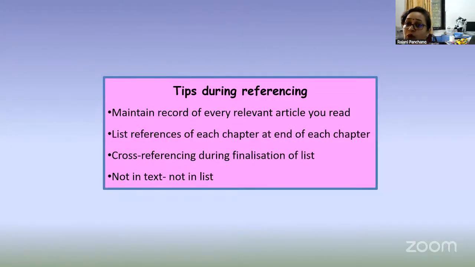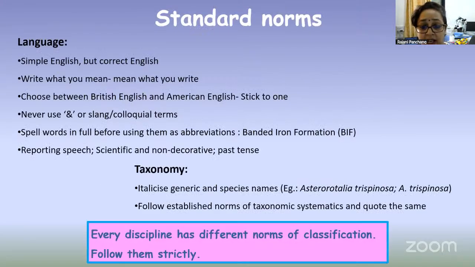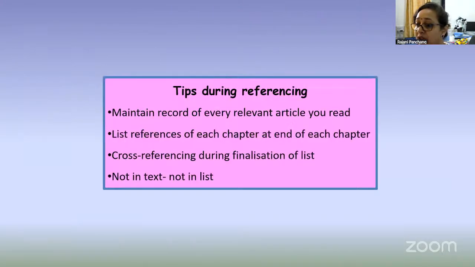References. I hope you all know what a reference list is. Does anyone know what a reference list is? At the end of a thesis or at the end of a paper, you have the entire reference list. I don't know if I have taken any of them because you have a complete session on referencing. But because I am talking about data to draft, I am giving you some tips.